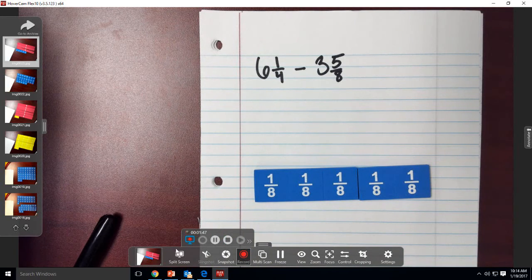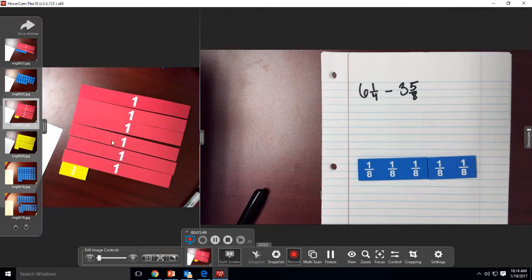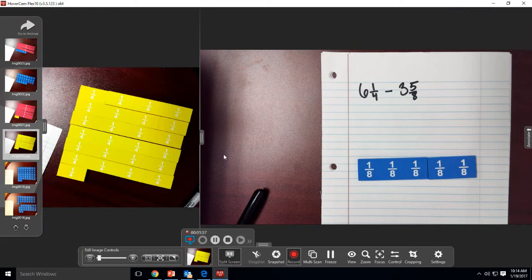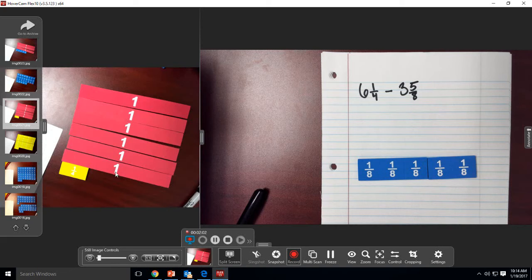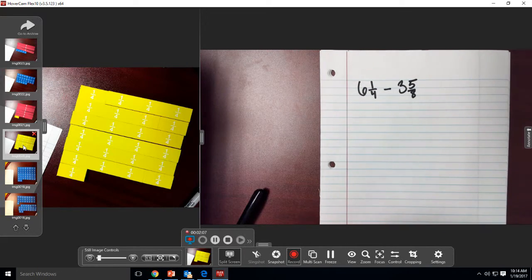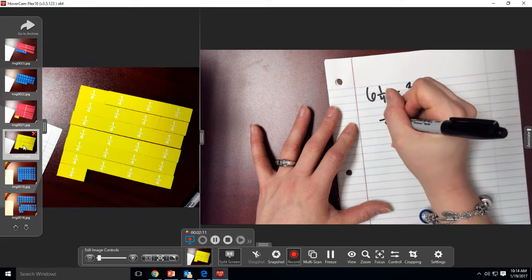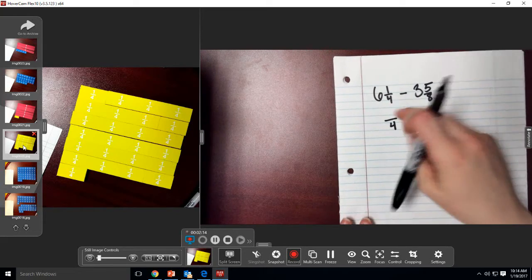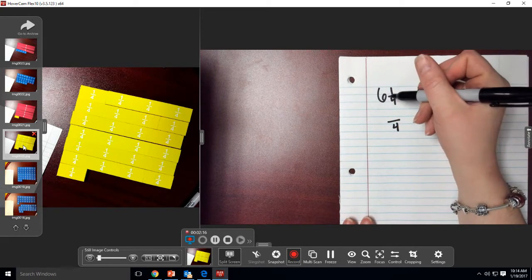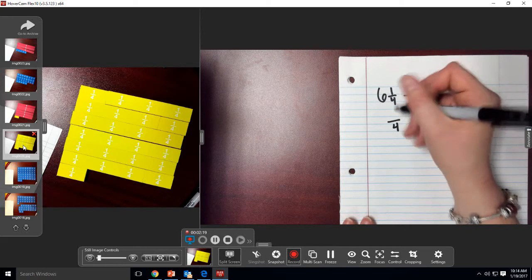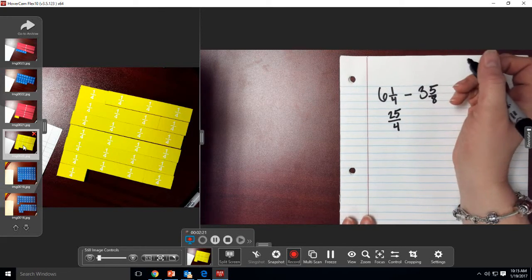So if I go back to my split screen and I go back to my 6 1/4, I'm going to take this and I'm going to make it into an improper fraction. Now you can see right here that I had 6 1/4. I've not changed anything about my number except for the way that it's written. So I'm going to write down a new fraction. My denominator is going to stay the same, and I'm going to take 6 times 4 is 24, and then plus 1 is 25. So that 25 goes right there.